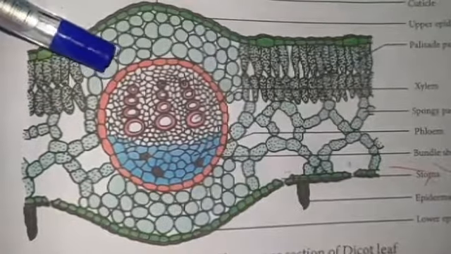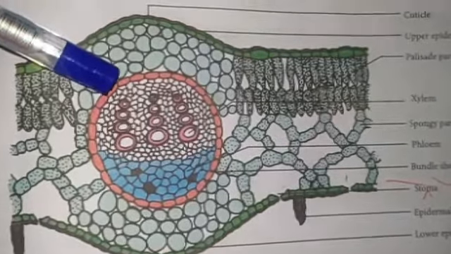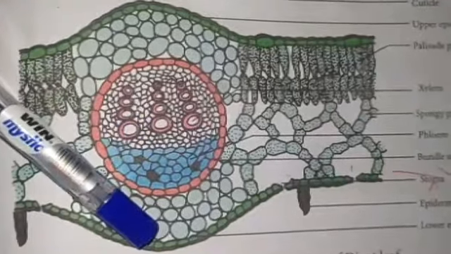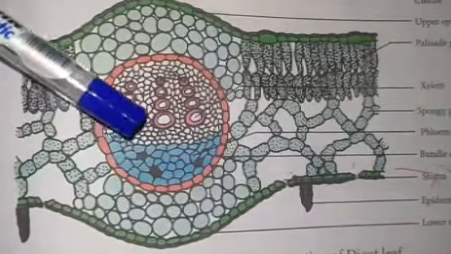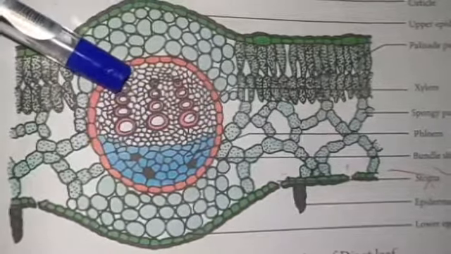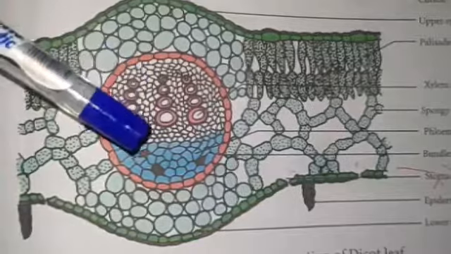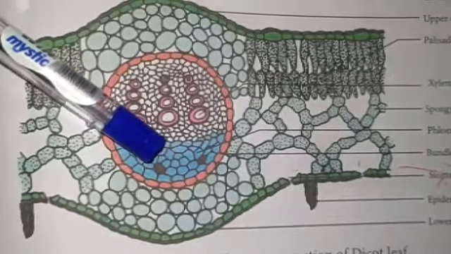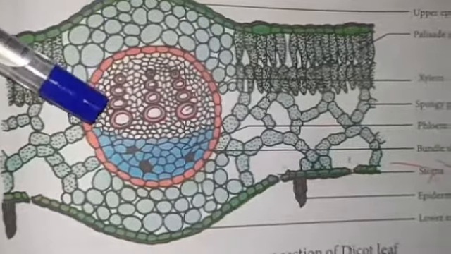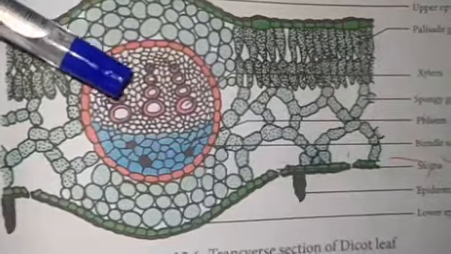So the vascular bundles are conjoint, collateral and closed. The xylem is present towards the upper epidermis and the phloem is present towards the lower epidermis. Collateral means the xylem and phloem are arranged in the same radii. The phloem is present towards the outer side and the xylem towards the inner side. Closed means there is no cambium present in between the xylem and the phloem.